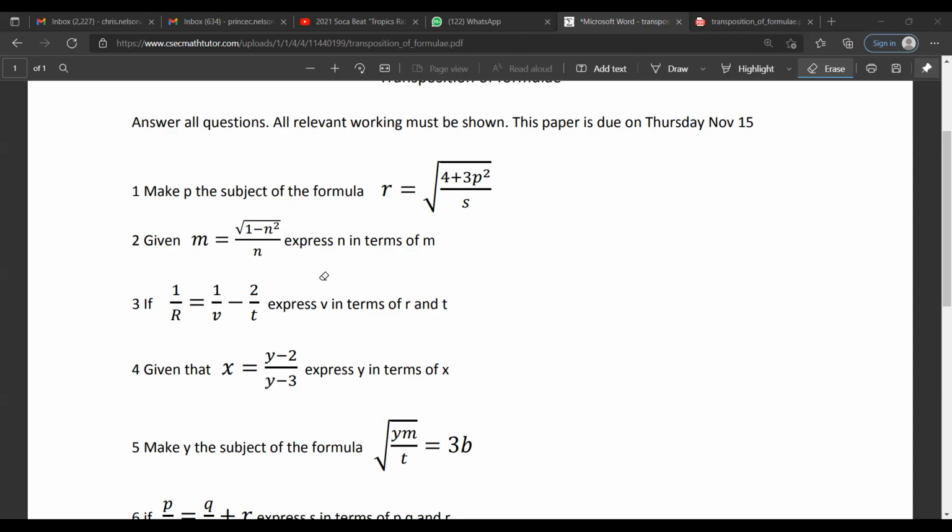So again, we're making n the subject. Express n in terms of m. So basically it's telling you to make n the subject.